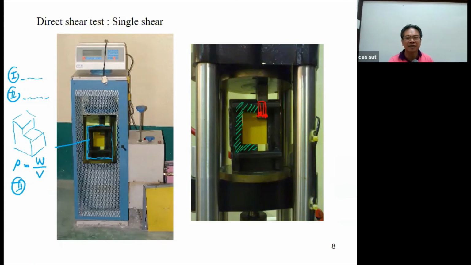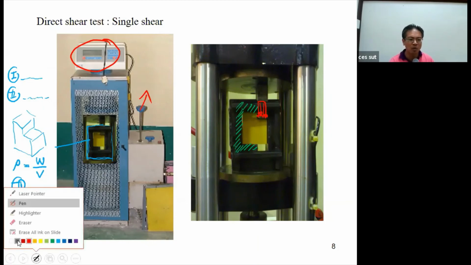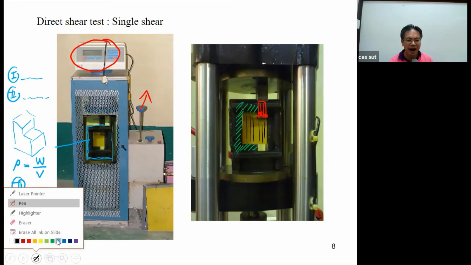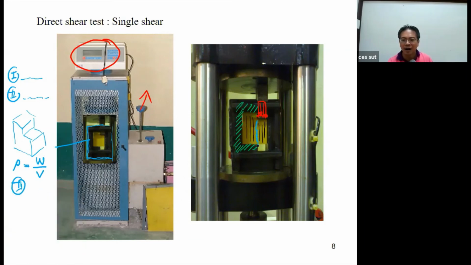And then you just turn on the machine and increase the loading. Before increasing the loading, put up the peak recorder, so it records when the force increases to the max. Okay, the failure usually occurs since this grain is in this direction. Most of the time the crack will occur like this.